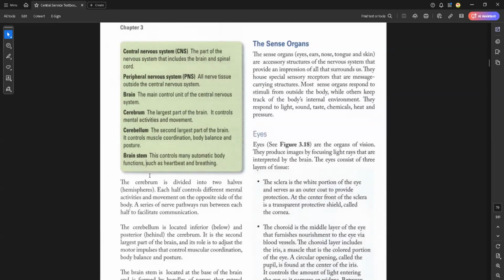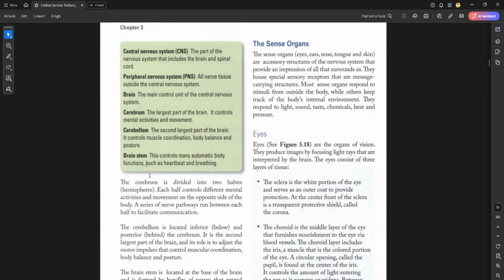The eyes, normally I don't spend much time on this. The eye is for vision. And then there are several sections of the eye. The sclera is the white portion, which we normally see in everybody's eye. Then we have the choroid, the middle layer of the eye that furnishes nourishment to the eye via blood vessels.